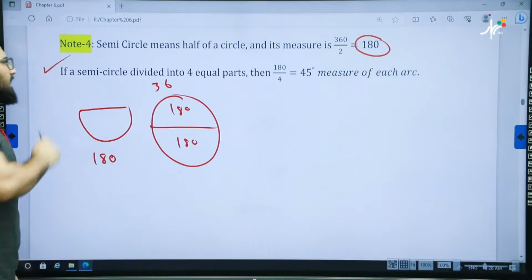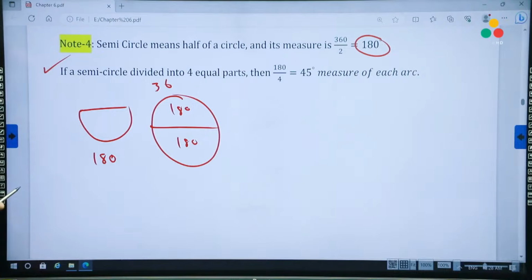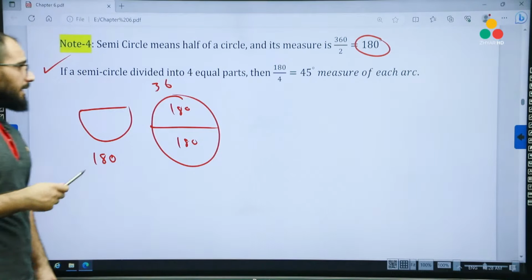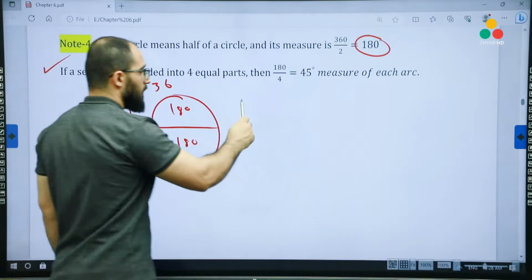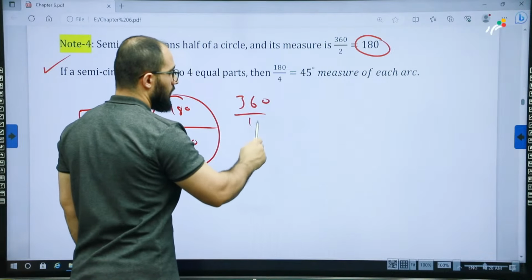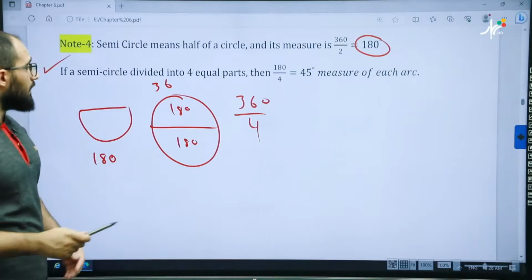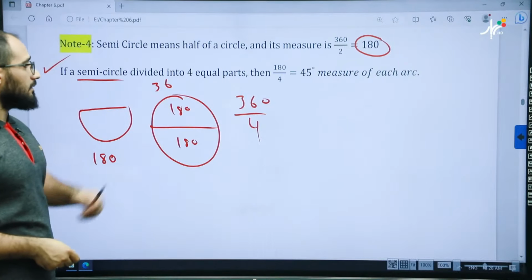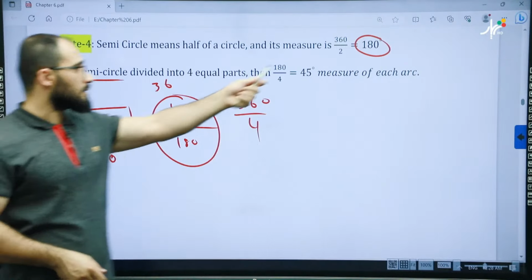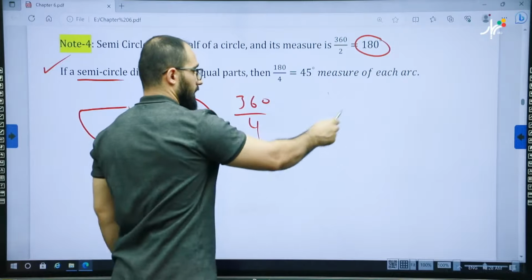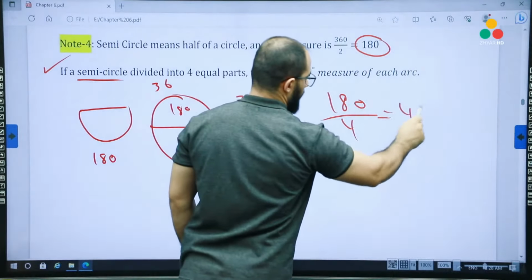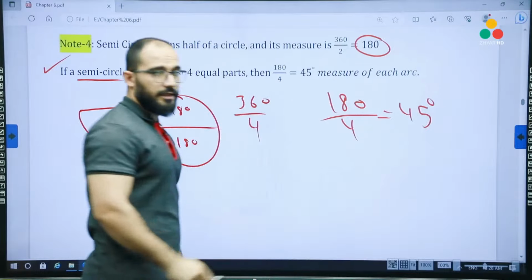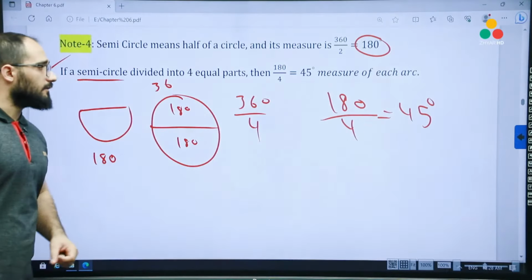So sometimes we have that question. It says if a semicircle is divided into 4 equal parts. Sometimes students misunderstand that question. They are going to divide 360 by 4. But you have to be careful. It says a semicircle. The measure of a semicircle is 180. Divided by 4, then it is equal to 45 degrees for each arc. This is an important note, you have to be careful.